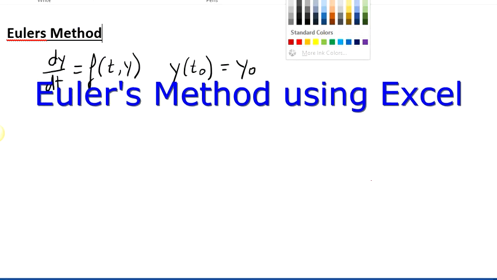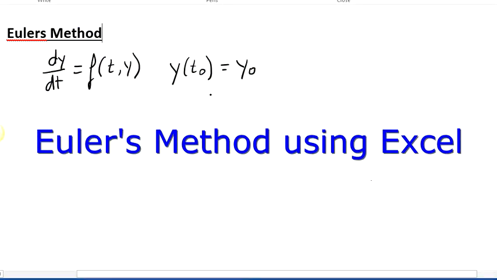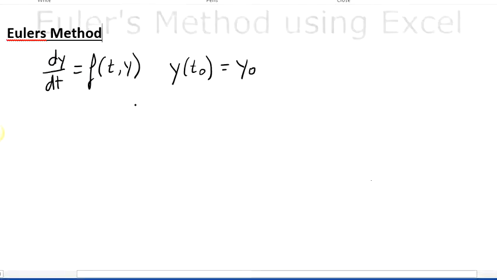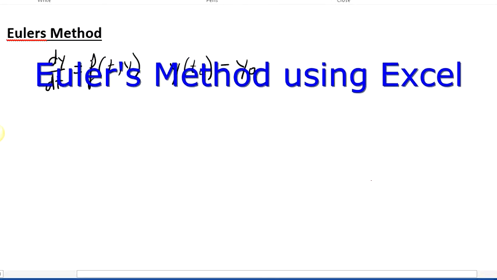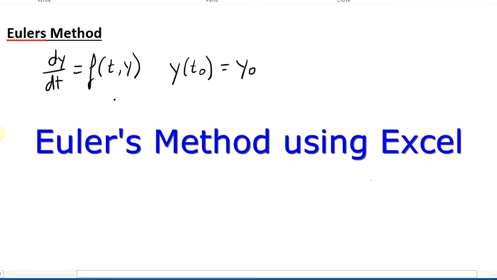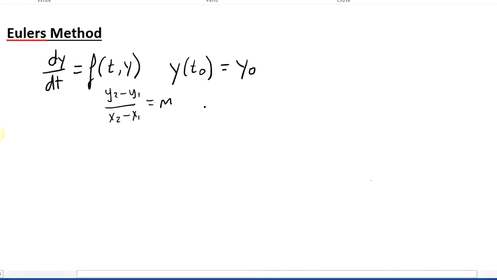Alright, today we're going to look at Euler's method for finding a specific solution to a differential equation. Euler's method is used if you can't find an implicit or explicit solution. You have an initial value, and you can get a numerical approximation for your y value. It's based on the fact that (y2 minus y1) over (x2 minus x1) is the slope, so it's based on the equation of a line.